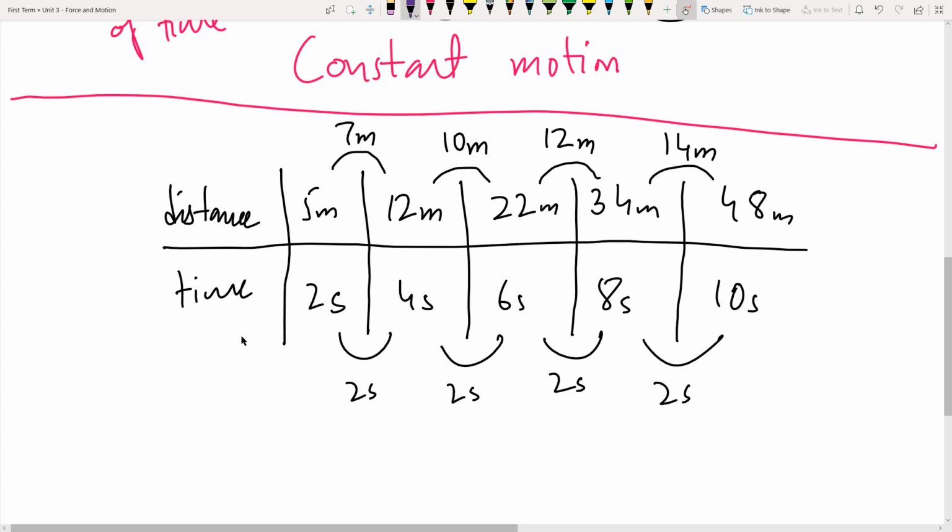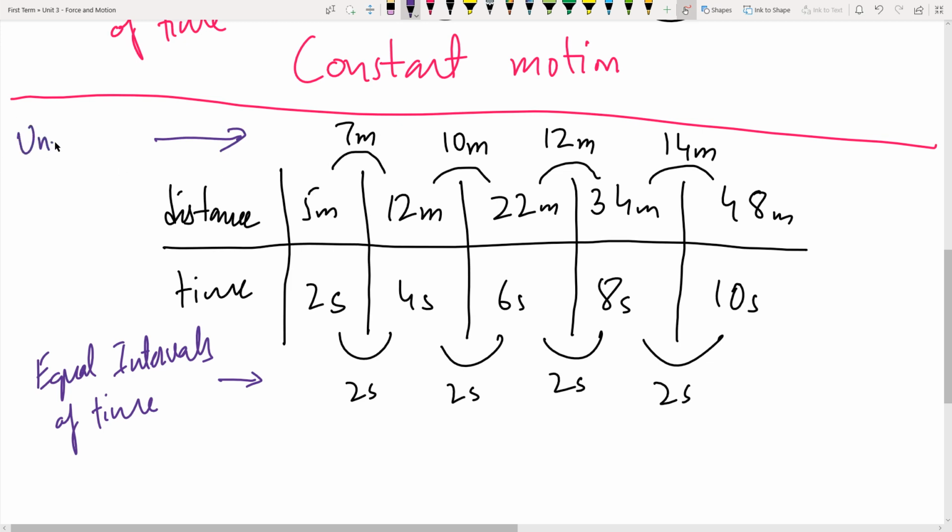So as you can see over here, we do have equal intervals of time. So remember this, that the time is always supposed to be taken in equal intervals. You cannot compare constant motion with variable motion if you are varying time as well. So you can only vary the distance. But over here, we can see unequal intervals of distance. I'm just going to write this.